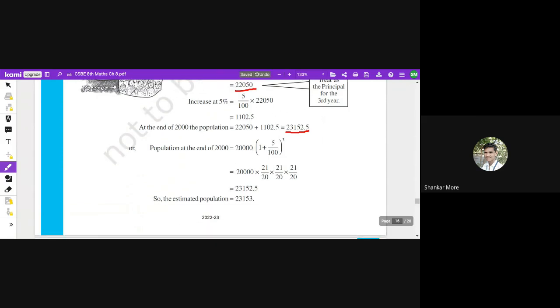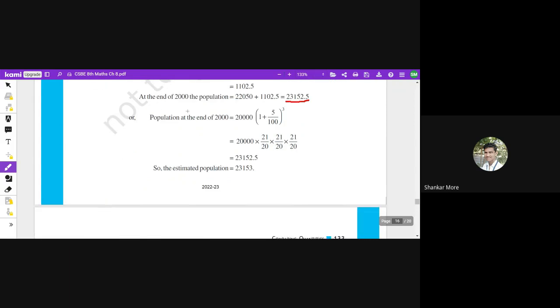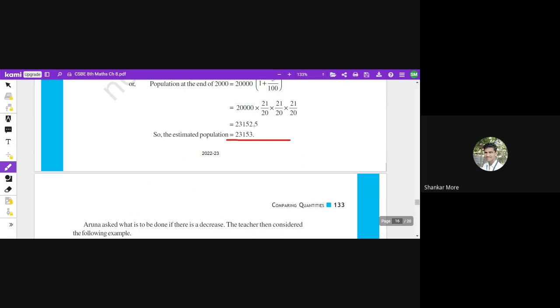So is this a practical value? Is this possible? No, it's not possible, right? We cannot measure population in decimals, right? It has to be whole number, isn't it? So we either take it as 23152 या फिर 23153, जो कि यहाँ पे एस्टिमेटेड पॉपुलेशन यहाँ पे लिखी भी है. सिंस इट इज 5 हियर, वी कैन टेक 3. 23,153.